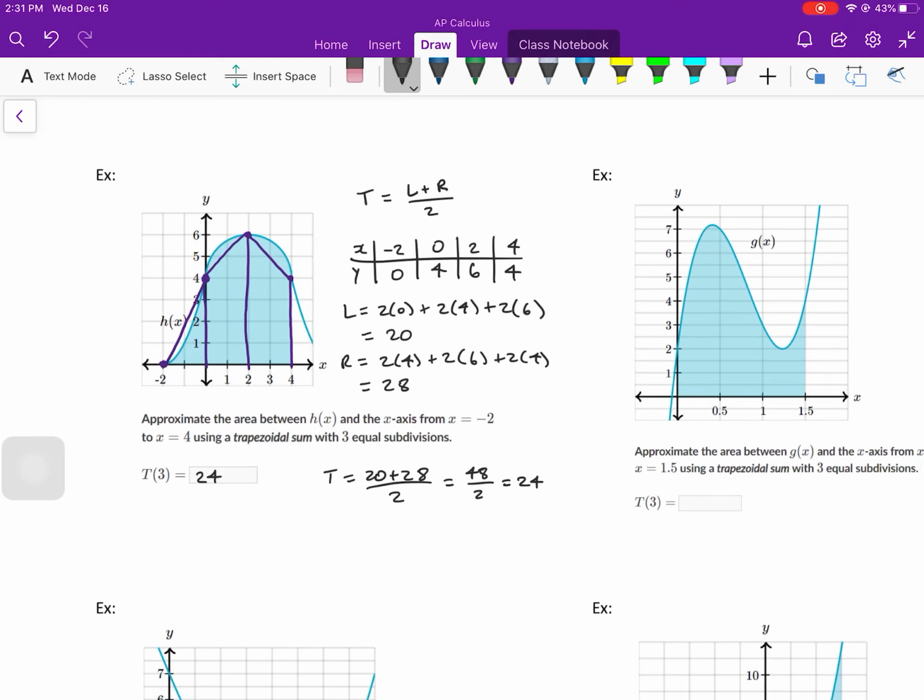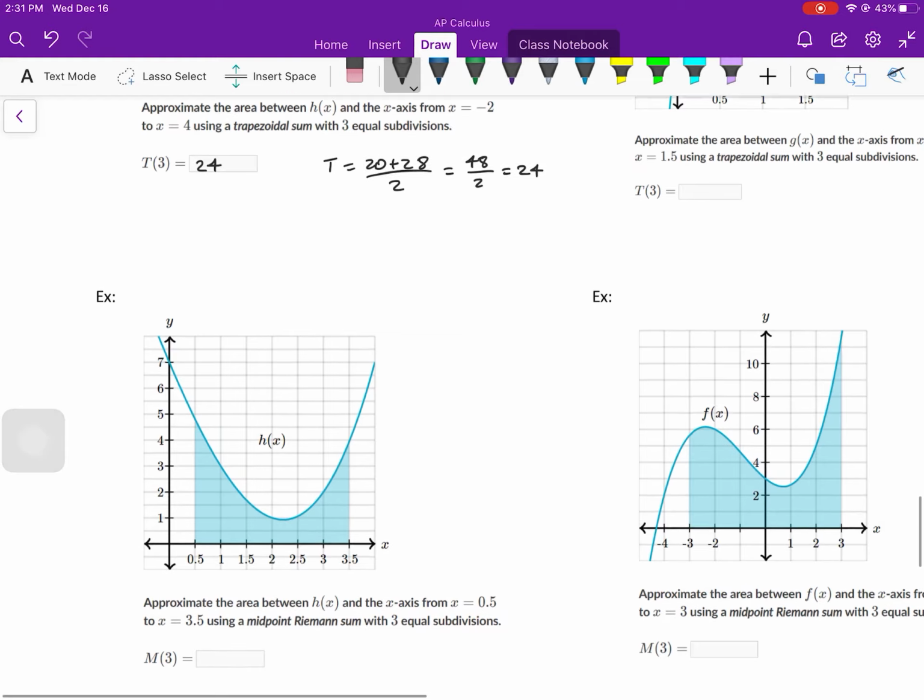Now midpoint's a little more of a pain. Trapezoid's simple. Do what you did before. Find the left sum, find the right sum. The formula looks horrendous. It looks really bad. But if you just follow this rule, it makes it way easier. The midpoint, though, is not as much fun.